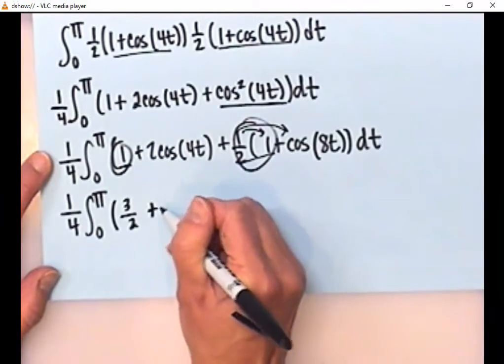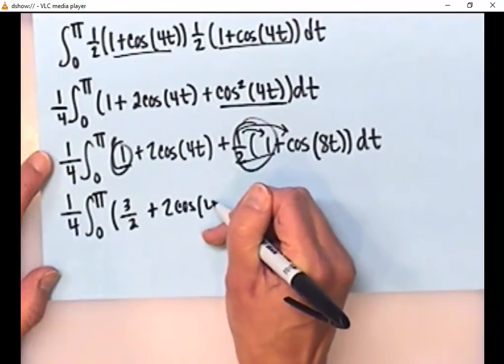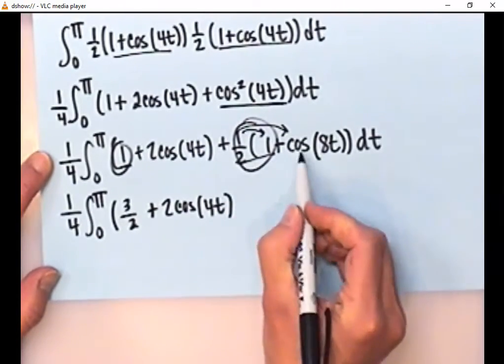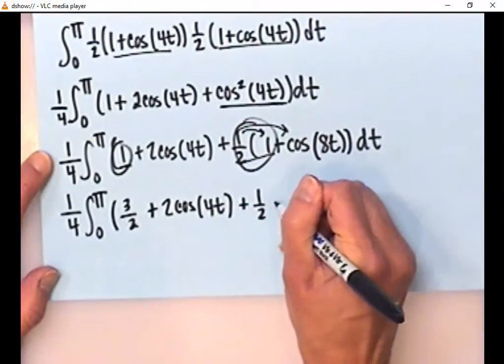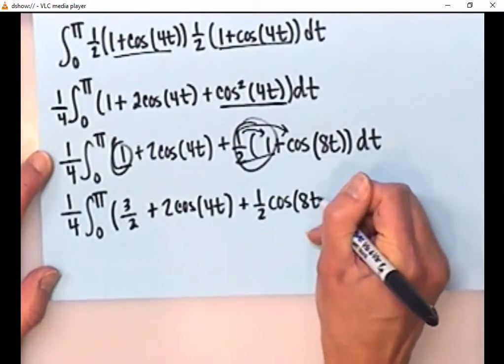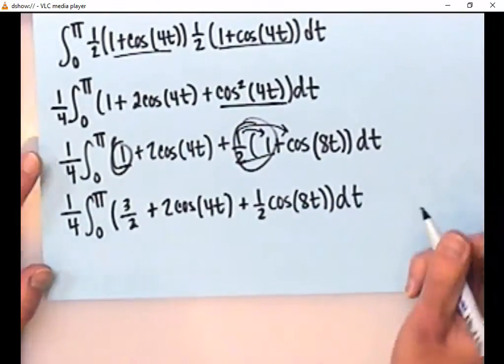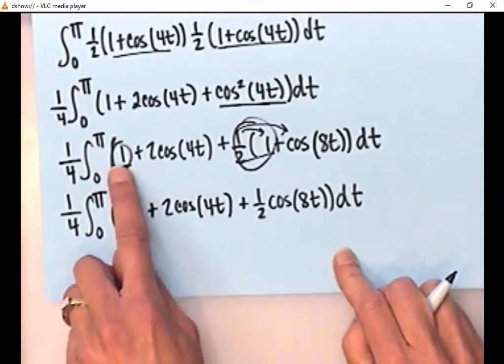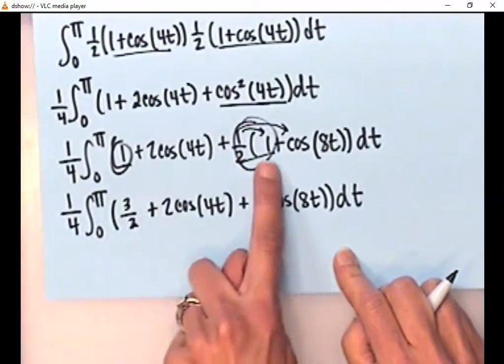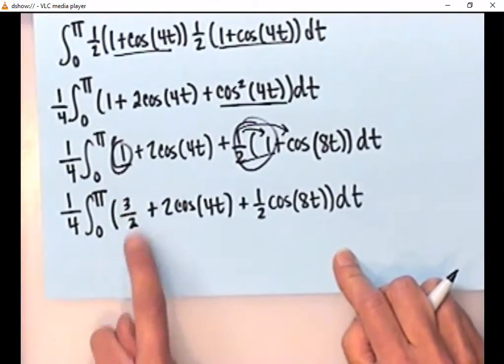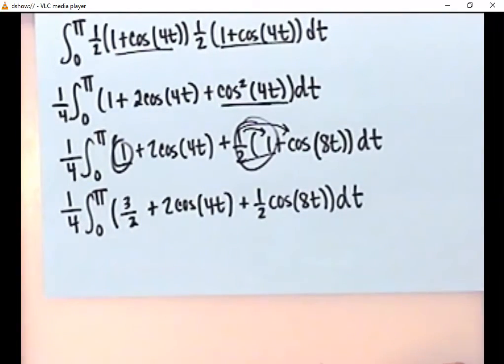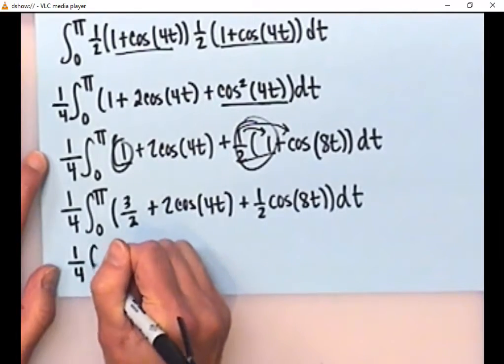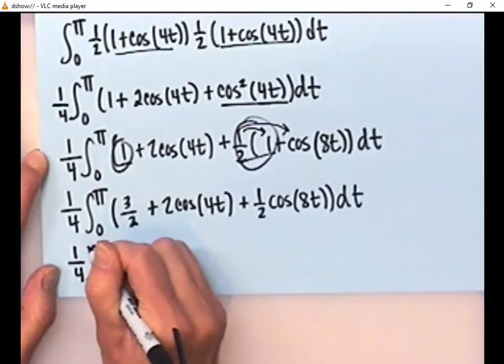Okay? And then you have 2 cosine of 4t. And don't forget this half applies here to the cosine of 8t. So yeah, this half can't come out front with the 1/4 unless you can factor it out of everything. So it's really just a term that can be added together with the 1, but not taken out front because it's not a factor. And then we can go ahead and integrate. So what would we get here? Oh, let me rewrite this.